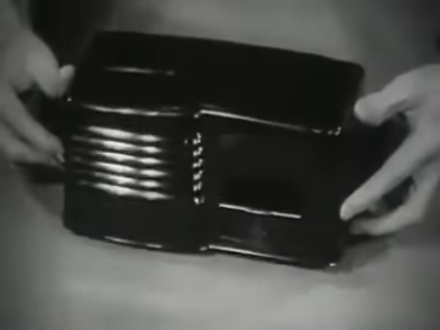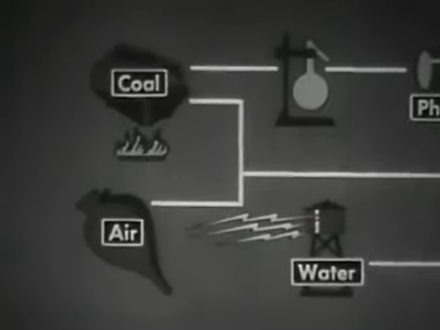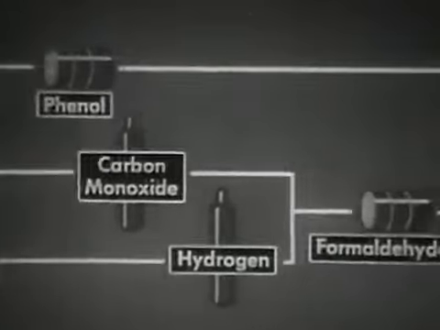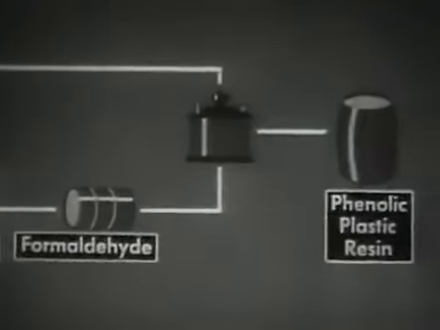The molded cabinet can then be finished for use by touching up the line where the die closed and painting in the molded insignia. Thus, from the raw materials of nature has been synthesized a new material, a phenolic plastic, out of which this radio cabinet has been molded.